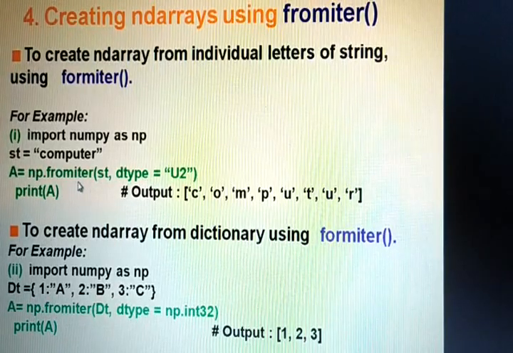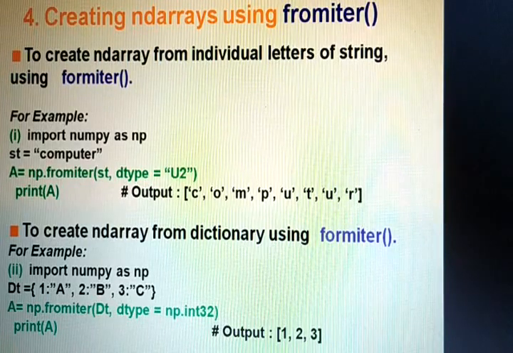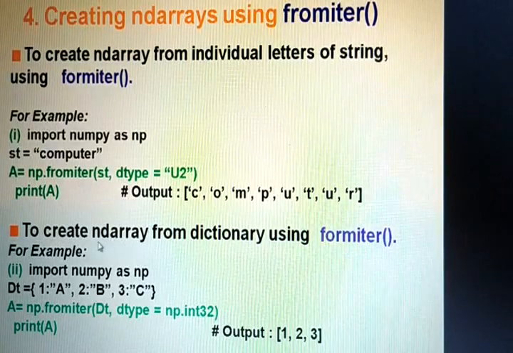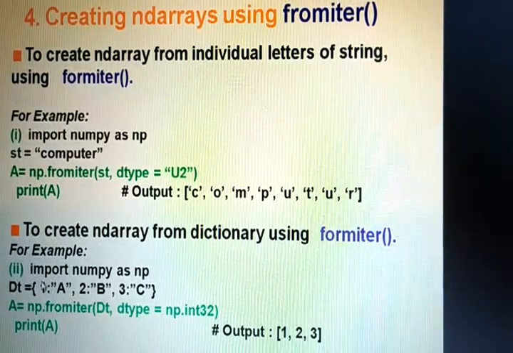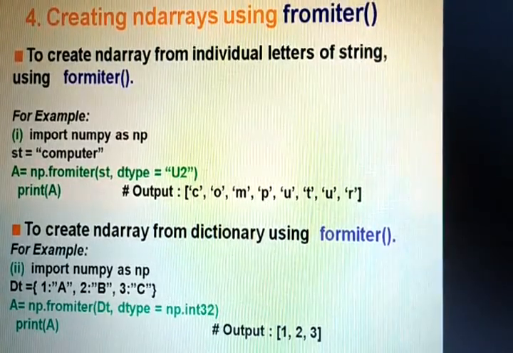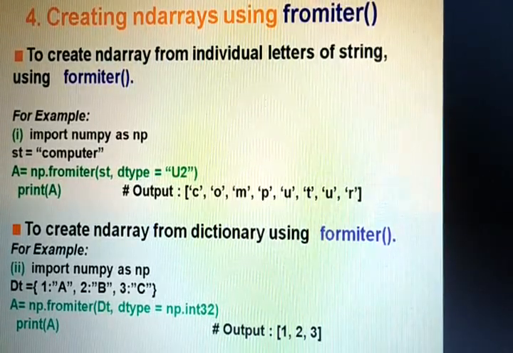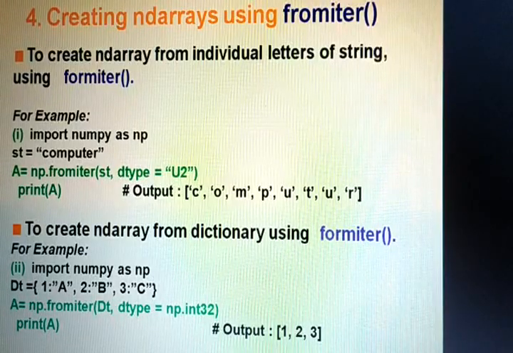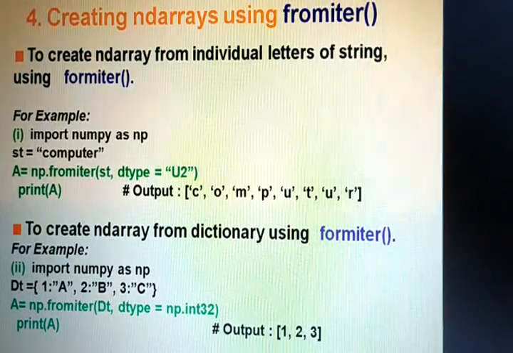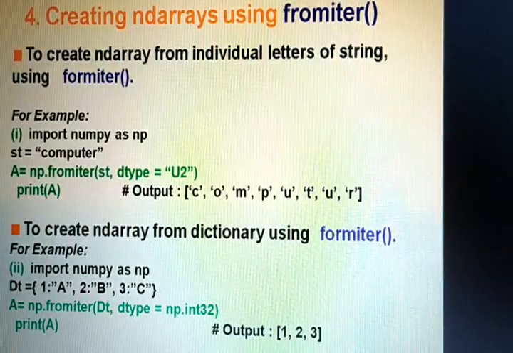Similarly, now by utilizing the fromiter function, create an ND array from a dictionary. You have learned the dictionary previously. Just consider this example. Import numpy as np, dt equals {1: 'a'}, that means 1 is the key and a is the value. And the dictionary created has 3 keys, 1, 2, 3, and the values are A, B, C.